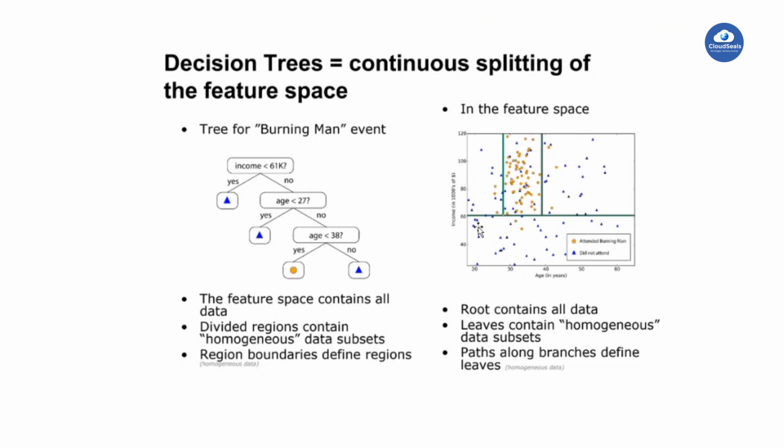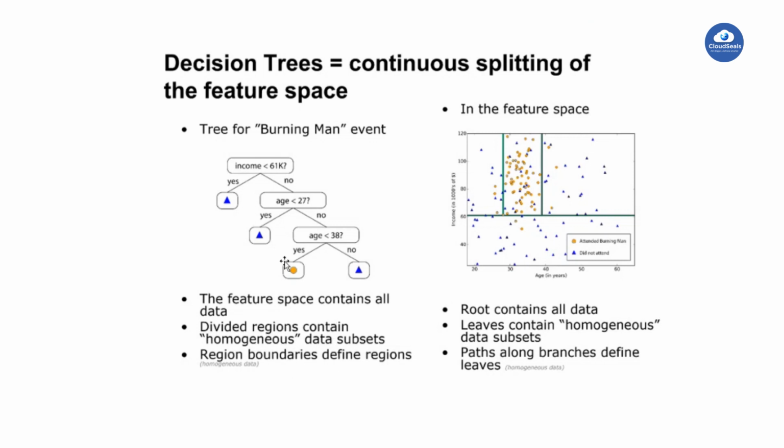So it will split many times until we are able to classify the classes correctly, at least 90 to 95%. If we take only a single binary split, there may be a lot of misclassification. If we use distinct splits, then compared to binary classification, we are able to achieve more accuracy. The feature space contains all data. Divided regions contain homogeneous data subsets.